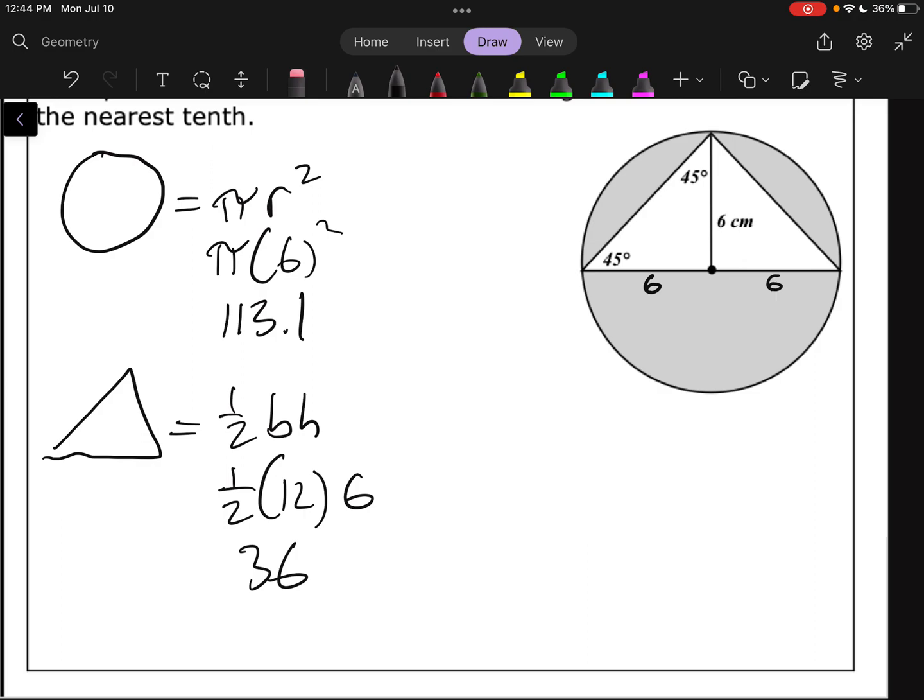So we're just going to do 113.1 minus 36. And we will get 77.1. This will be centimeters squared.